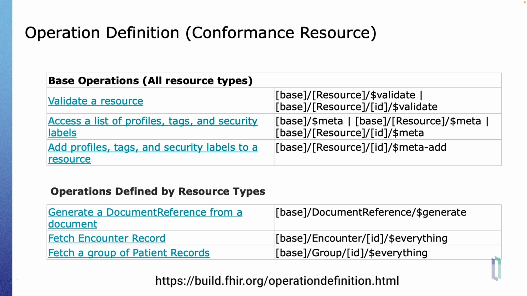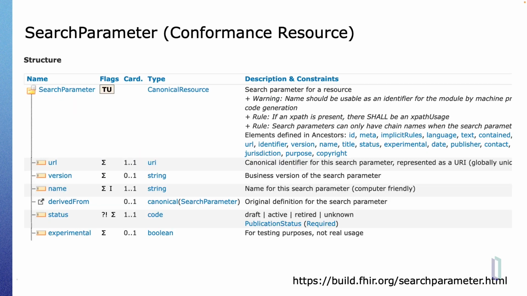I'm not going to cover operation definitions in detail. There are other conformance resources in a FHIR implementation guide, including these operation definitions. An example of this is $validate, which ensures conformance with a particular profile, or $everything, which can return all the resources in a particular FHIR compartment. We could also, in FHIR, define our own search parameters, which is also a conformance resource. Here's a partial listing for some of the elements in the search parameter resource.